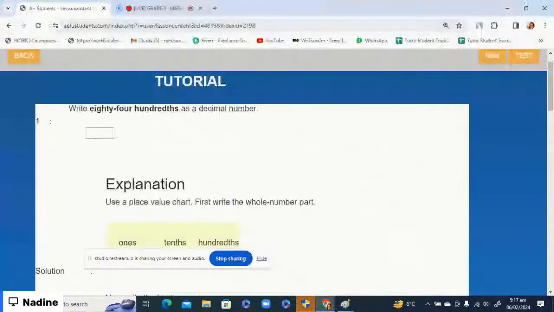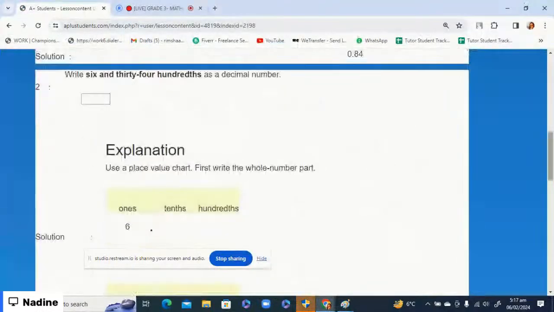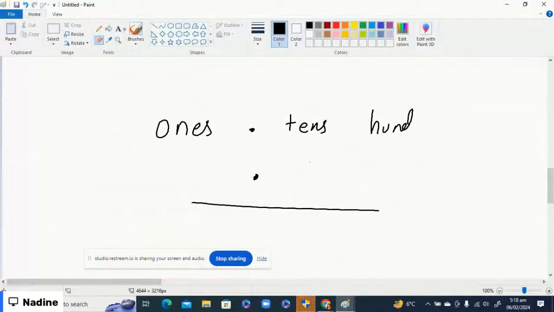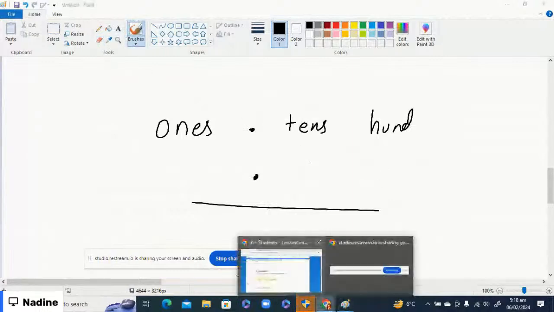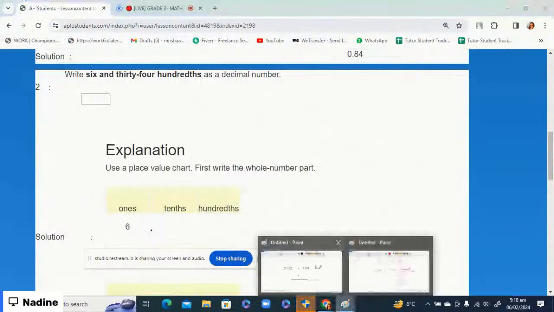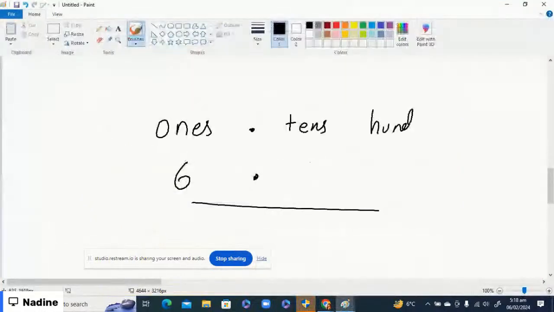Okay, now tell me this one. 6 and 34 hundredths. Now look here. What is the question? 6 and 34, sorry. 6 here and 34 on the place of hundredths. So this becomes 6.34.